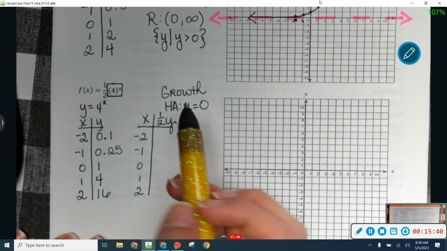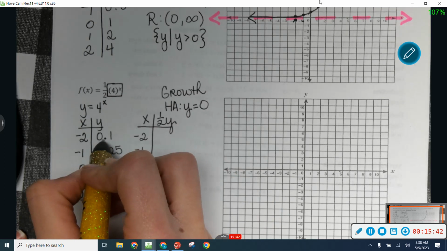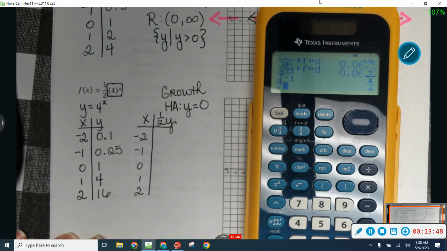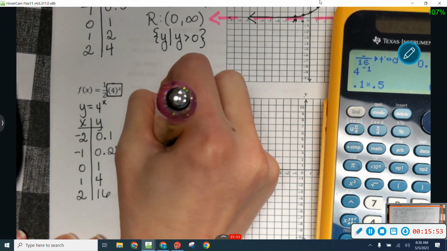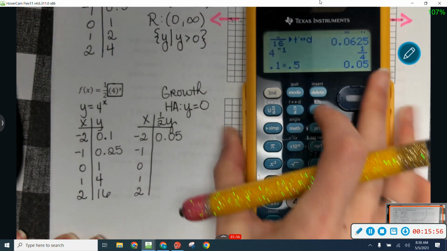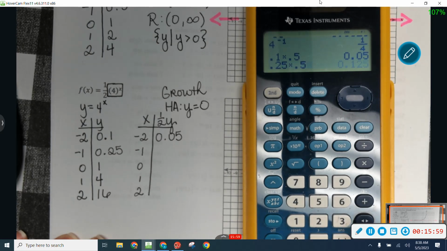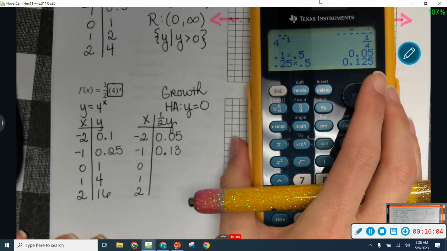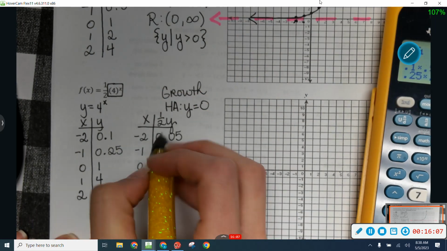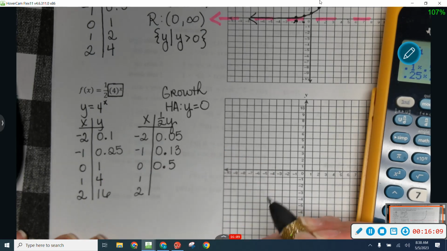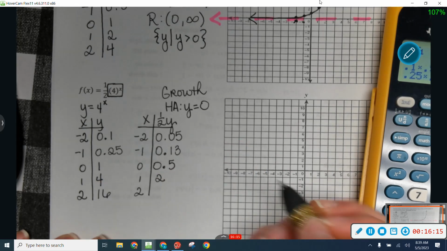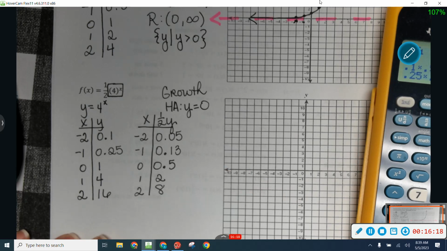Okay. So then I'm going to take these y values, multiply it by 1/2. Okay, so 0.1 times 0.5 is going to give me 0.05. 0.25 times 0.5, because that's 1/2. We're going to round that to 0.13. 1 times 1/2 is just my 1/2, 0.5. 4 times 1/2, half of 4 is 2. And half of 16 is 8.